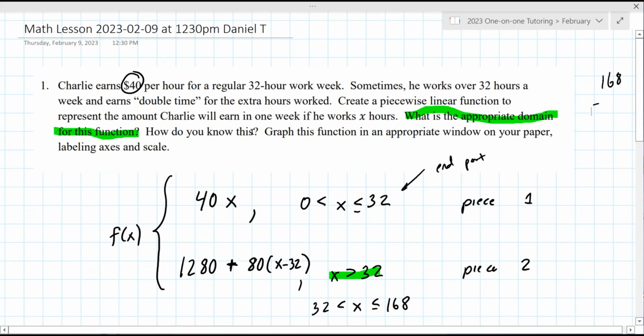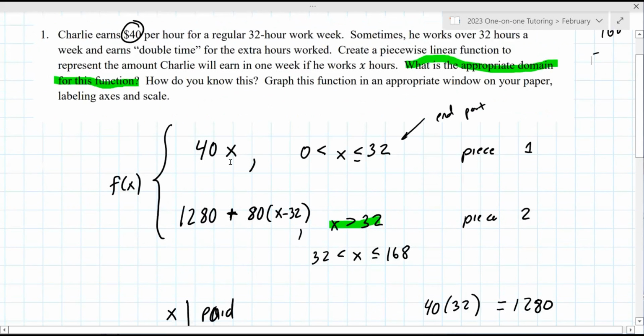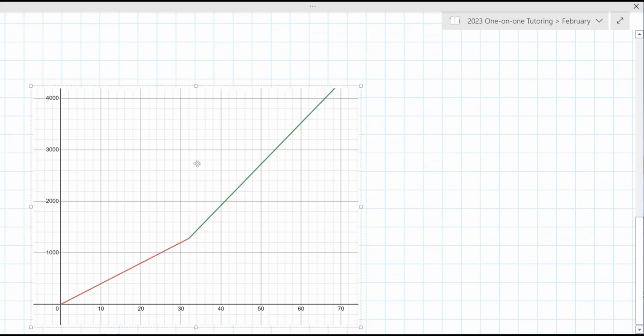And then how do you know this? I think that's what they're referring to. It's like, hey, you can't work infinite hours. You can work more than 0. We've graphed it. We got to give appropriate units though.